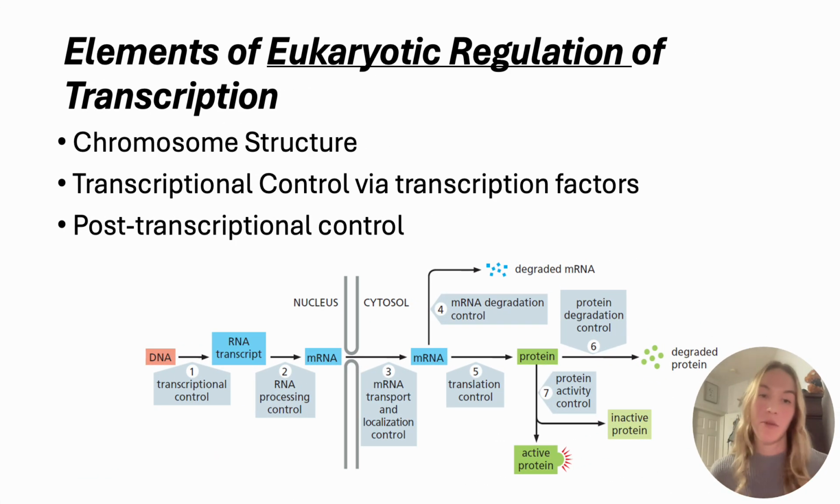For eukaryotic regulation of transcription, there are three main areas that we talk about. The first two are really relating to this first number here, from DNA to RNA transcript. These first two are really saying, okay, how do we regulate whether or not this transcription even occurs? And so the chromosome is really important for that, which we'll talk about in a second, and definitely transcription factors are also extremely important for that.